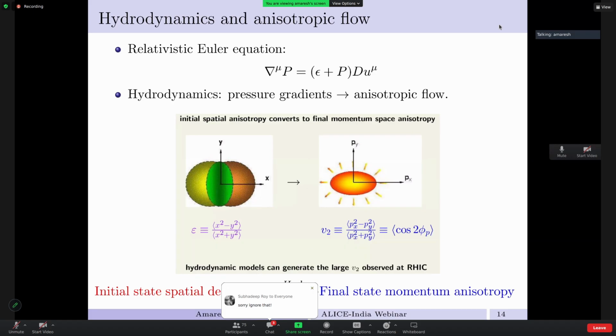These are the definitions of eccentricity and elliptic flow. And hydro is the equation which takes me from this initial condition with spatial deformation to the final momentum anisotropy of the particle. So this is what hydro does.